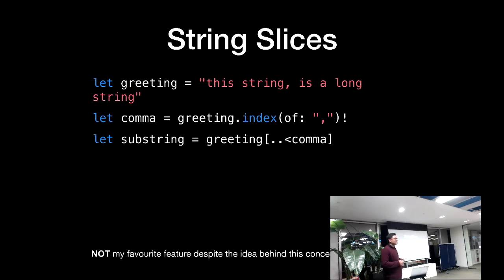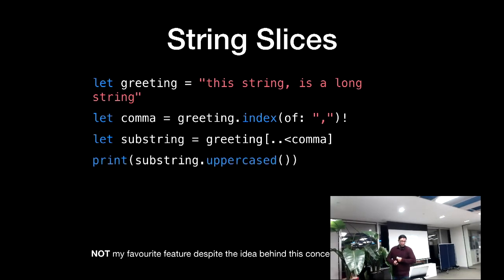But you have single-sided ranges. So you can have something like you get an index for comma, and you can say, I want from the start till the comma. And if you print that, you would get this string.